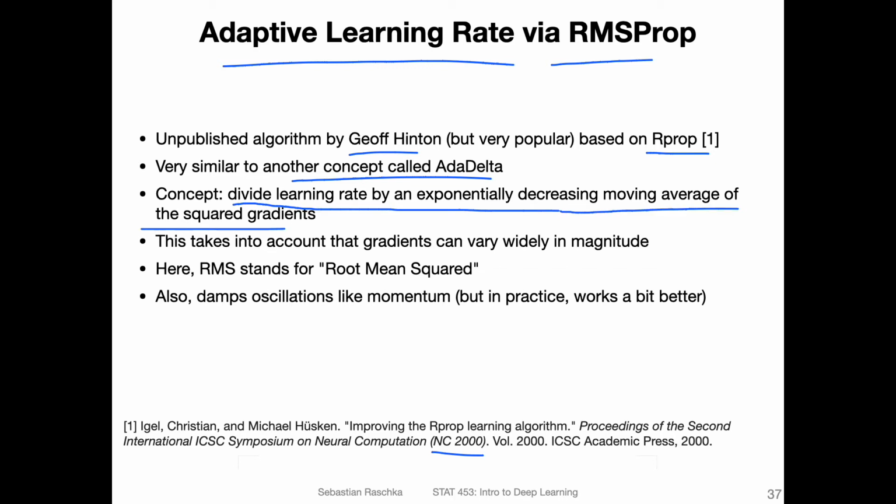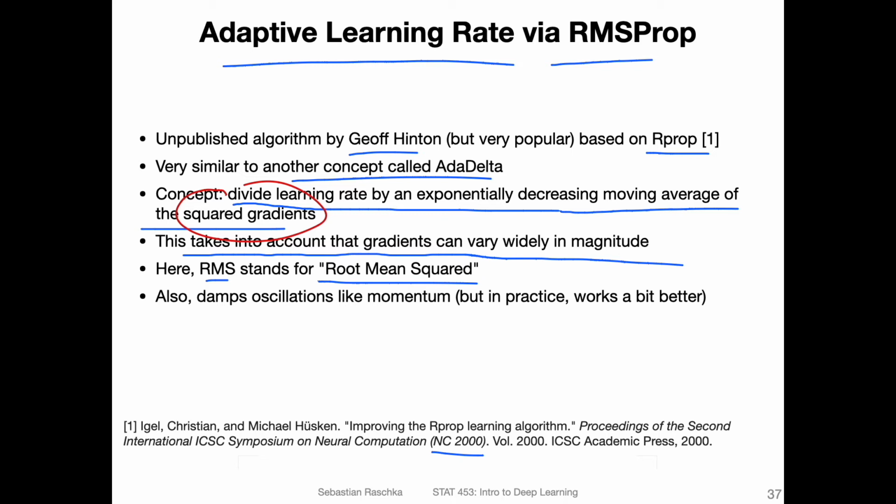So the main concept is we divide the learning rate by an exponentially decreasing moving average of the squared gradients. So it's essentially a modified version of this adaptive learning rate that I showed you on the previous slide. The previous slide was a very simple type of adaptive learning rate. This is a little bit more sophisticated, because it takes also into account that gradients can vary widely in magnitude. So some weights or gradients are larger than others.